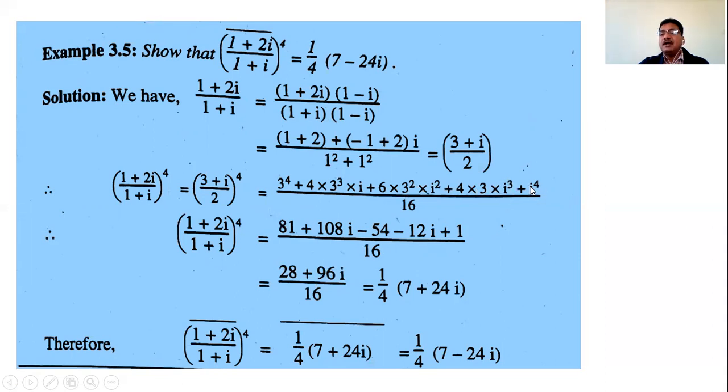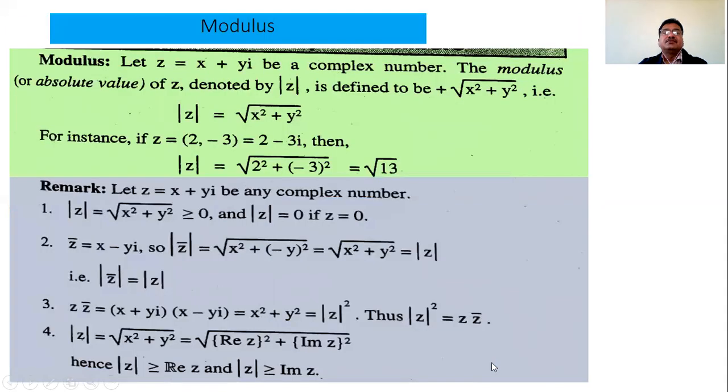i raised to 4 is what? i square into i square. That is minus 1 into minus 1, that is plus 1. The value is plus 1. And then we have this answer, 1 by 4, (7 plus 24i). Then we have to find its conjugate. So what is its conjugate? Just write a minus sign here: 1 by 4, (7 minus 24i). So in the next lecture, we will see the definition of modulus and argument.